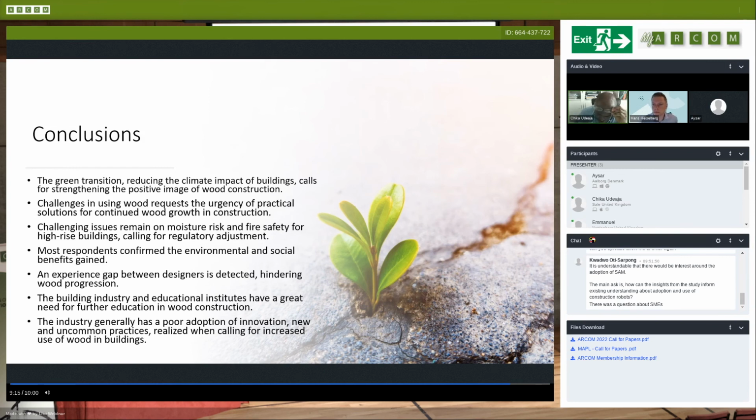Challenging issues remain on moisture risk and fire safety, especially for high-rise buildings, calling for regulatory adjustment. An experience gap between designers is detected, hindering the wood progression. However, most respondents confirmed the environmental and social benefits. The building industry and the educational institutes have a great responsibility and need for further education in wood construction. The industry generally has a poor adoption of innovation. New and common practices are realized when calling for increased use of wood in buildings. Finally, wood is good if well understood.